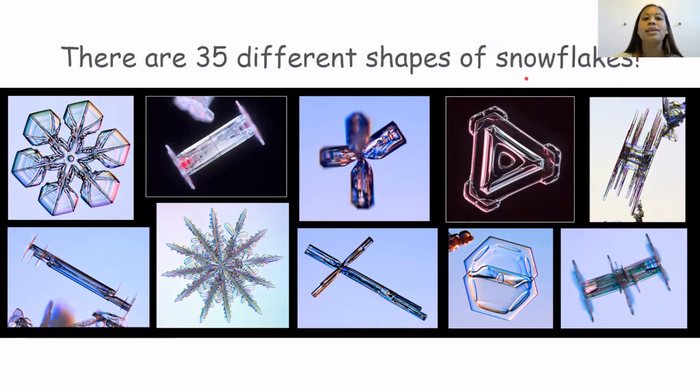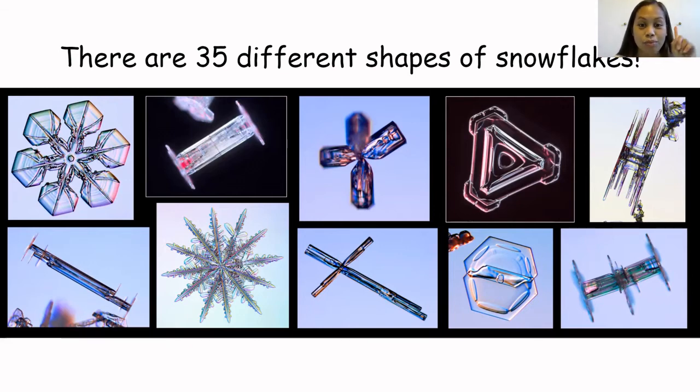There are 35 different shapes of snowflakes, and I thought it'd be fun to count to 35 by fives. We're learning about counting by tens and fives and just trying to remember. So I thought that'd be a fun practice, okay? All right, let's count by fives to 35. 5, 10, 15, 20, 25, 30, 35. Awesome. That's good brain work there. We're just learning about all these different types, 35 different shapes of snowflakes.